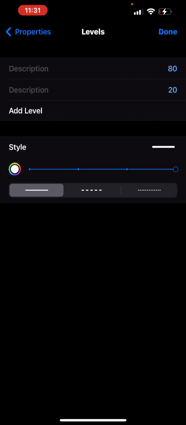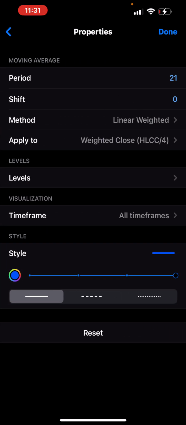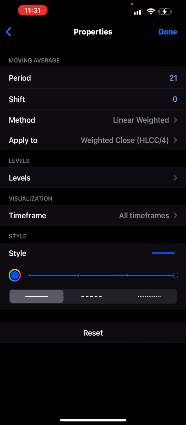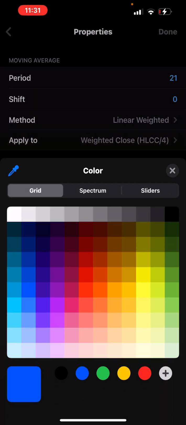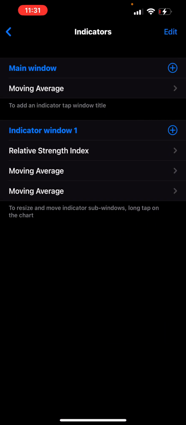Look at the levels there. We have the color white, pixel 4, 80 and 20. You just click on done. The next indicator is the moving average, period 21, shift 0, method linear weighted, applied to close. There are no levels. Color this blue, pixel 4. When you're done, you just click on done.